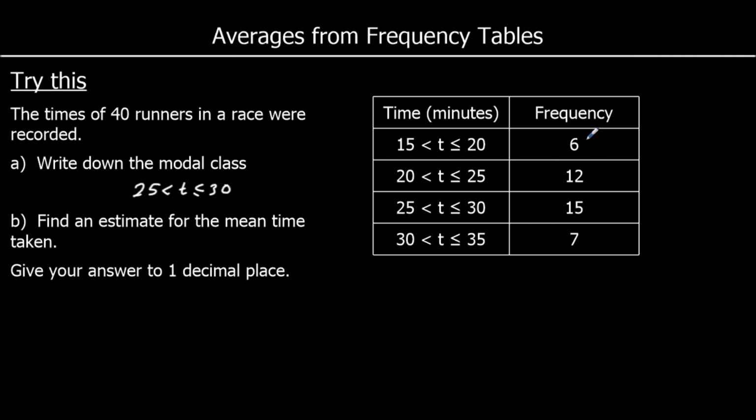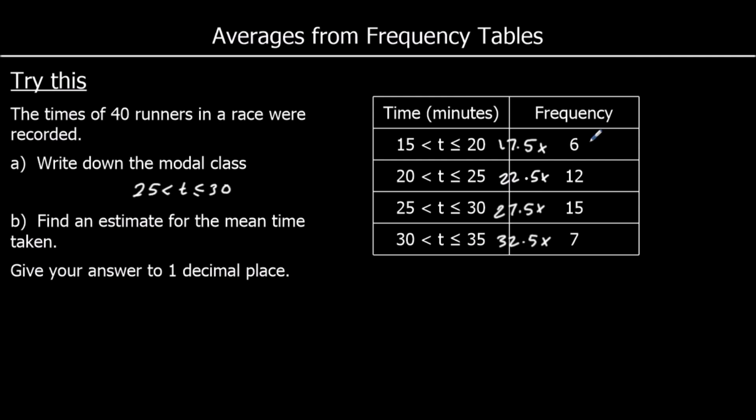So for these 6 runners, we're going to say they finished in halfway between 15 and 20, which will be 17.5. We're going to say that these 12 took 22.5 minutes. These 15 took 27.5 minutes. And these 7 took 32.5 minutes. So it's halfway, the midpoint. When we estimate the mean, we use the middle. So halfway between 30 and 35 is 32.5.